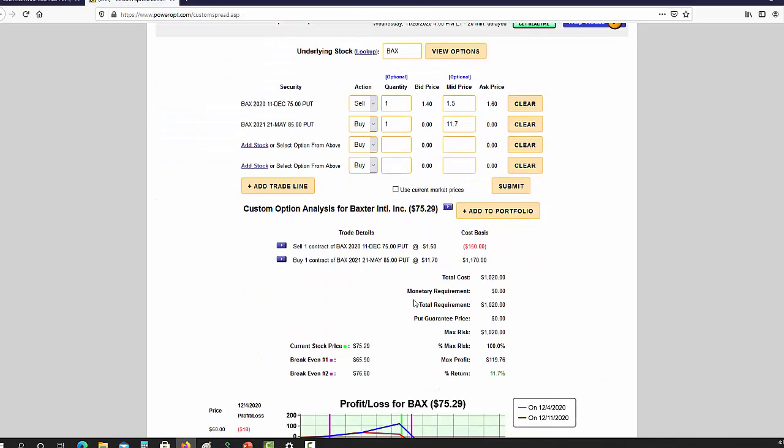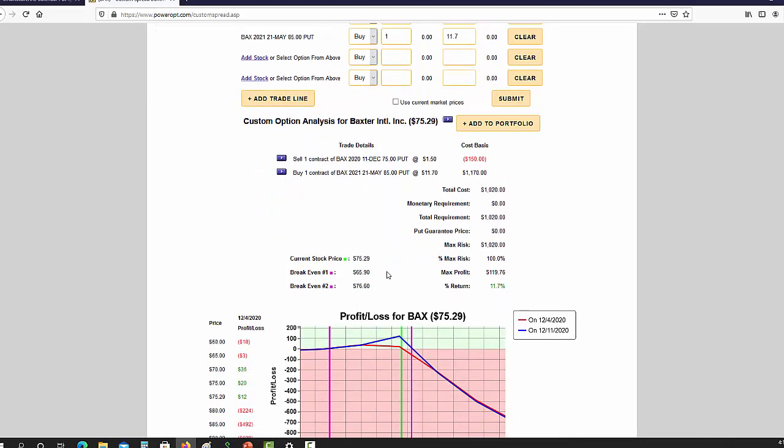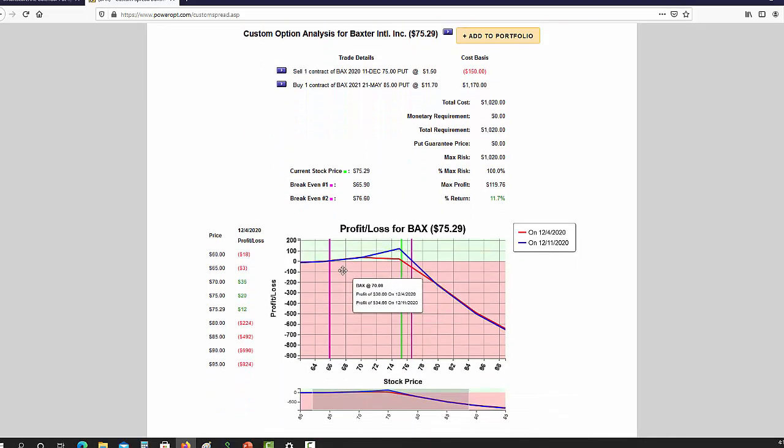All right, so now we've got a 10-point spread, but we've got a debit of $10.20. It costs us $11.70 to purchase the 85 put, and we're selling the 75 put for $1.50. This means our debit is $10.20, but our difference in strike prices is only 10 points between 75 and 85. Notice what that gives us. It gives us a lower break even for a chance to lose a small amount if the stock drops below 65.90, and that upper break even of 76.60.